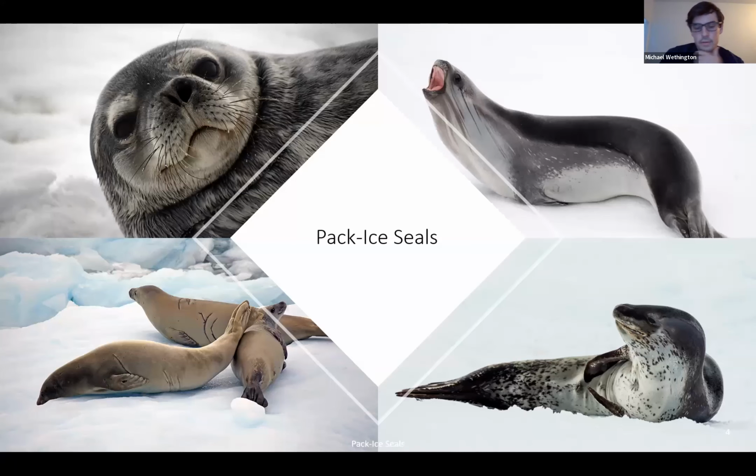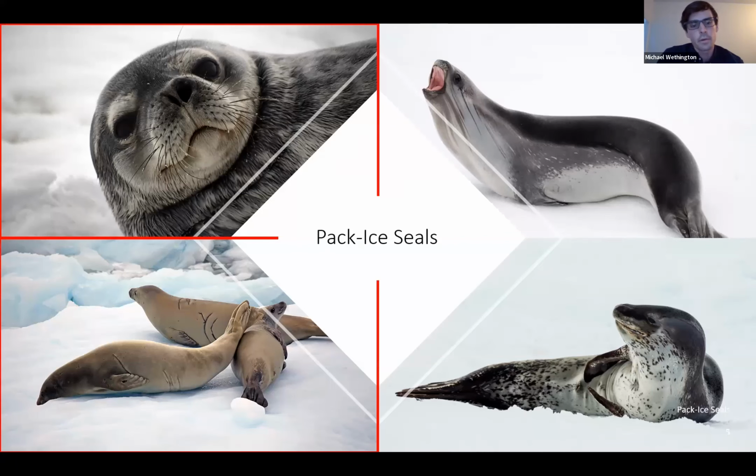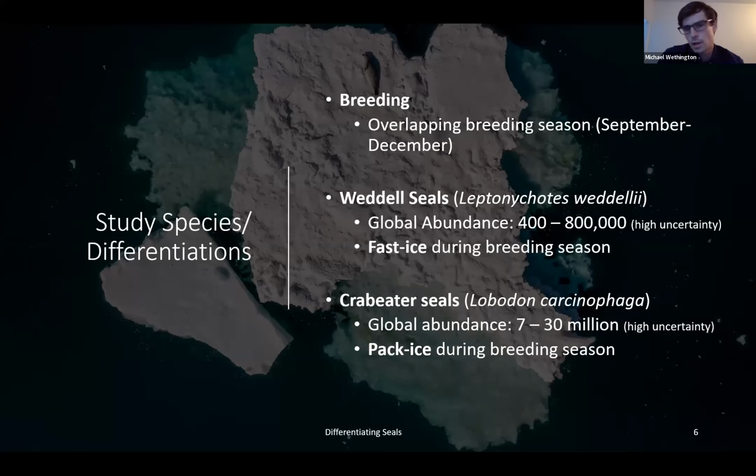So for pack ice seals, there are 4 different species of general interest in Antarctica. This study focuses on 2 of them: the Weddell seal on the top left, and then crabeaters on the lower left. Basically because they're the most abundant, these are the target species for the scope of this project. Just some general info, for their breeding season, there's quite a bit of overlap between the 2 species, running somewhere between September and December.